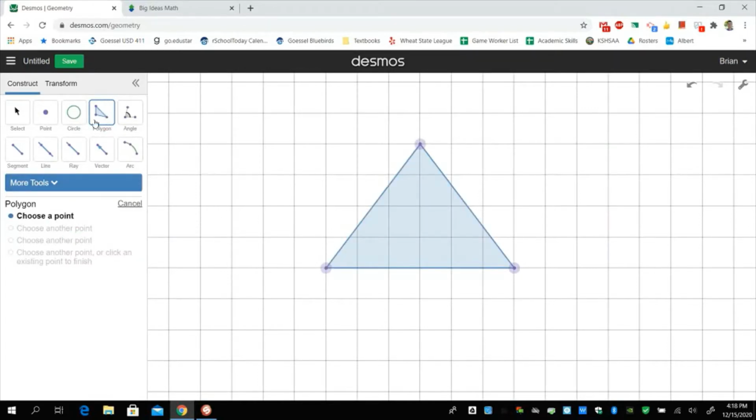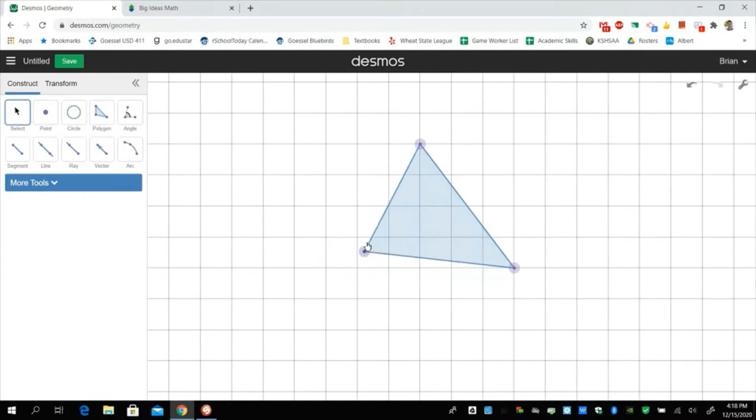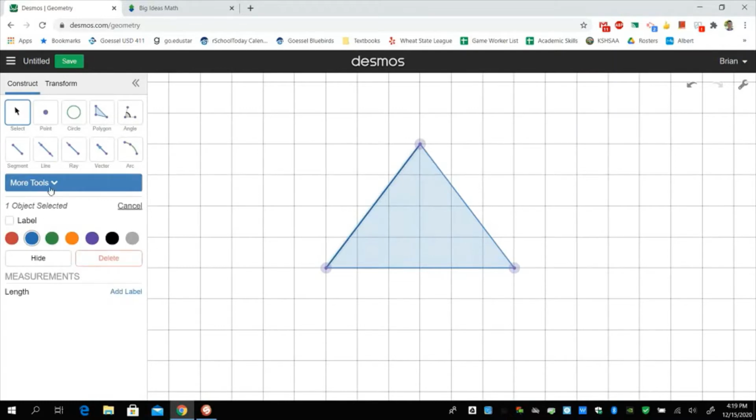Now remember it stays on that function. So if you want to do something else, you have to go back to select, and now you can even move these around if you want to. Okay. So the first thing we're going to do is we're going to create perpendicular bisectors for this triangle. So for the three sides. So I'm going to select the side, and I'm going to go to More Tools, and I want to find a midpoint. There's a midpoint. There's a midpoint. There's a midpoint. So here, anything through this point would bisect it.